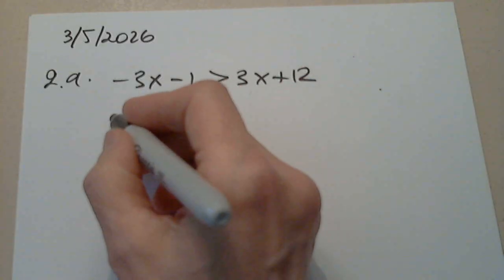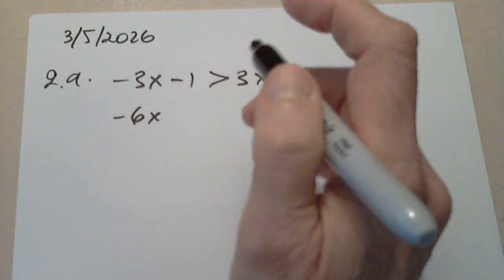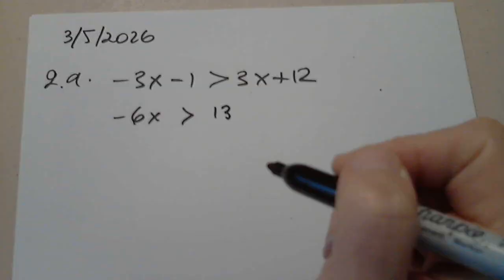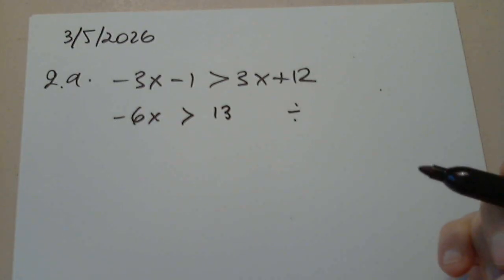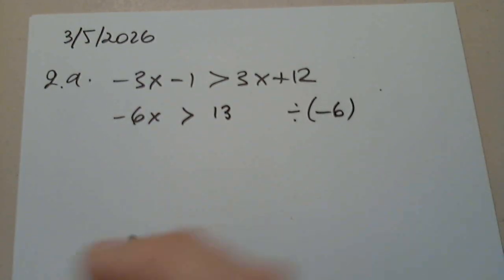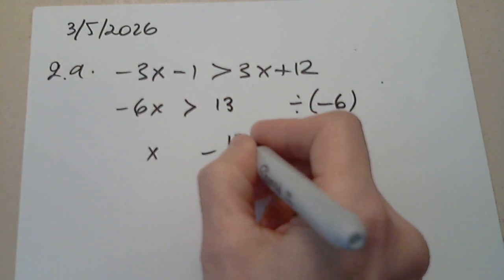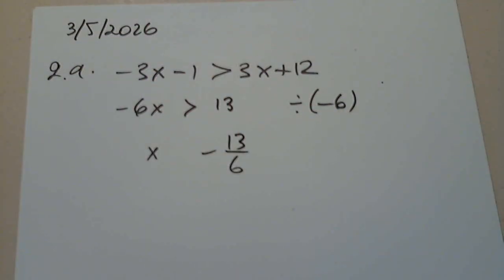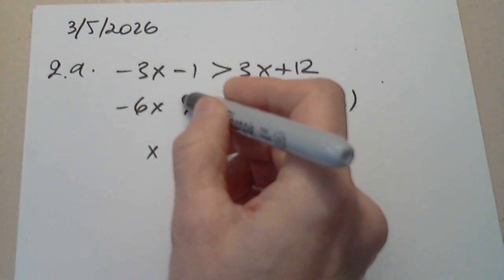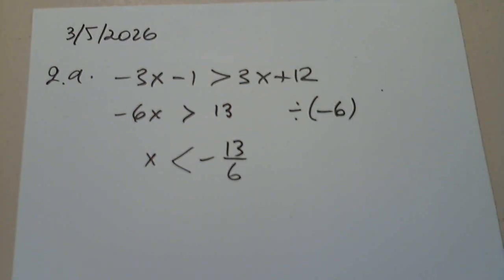So when I move this here, I have negative 6x. When I move this here, I get 13. But now I have to divide both sides by negative 6. And when I divide both sides of an inequality by a negative number, I have to switch the symbol of the inequality. So negative 6 divided by negative 6 is 1. 13 divided by negative 6 is negative 13 over 6. But we had the greater than symbol, which has to be reversed.